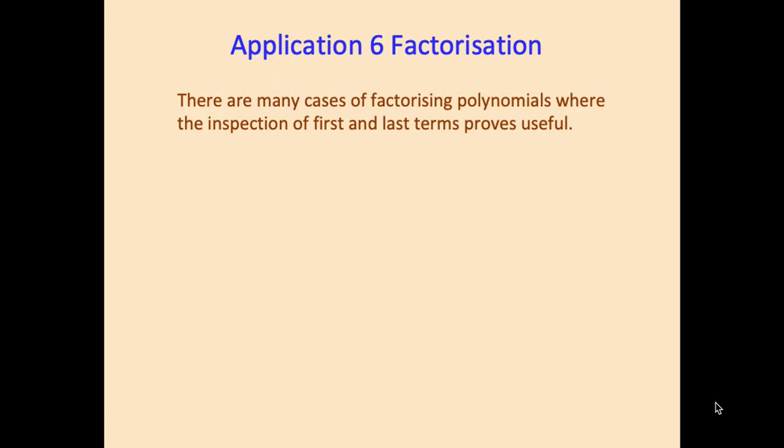The next application is factorization. There are many cases of factorizing polynomials where inspection of first and last terms proves useful. Suppose we have to factorize this quadratic. One way is to form a matrix of 4 numbers, and in the first column shown here we put down the factors of 3, namely 1 and 3.